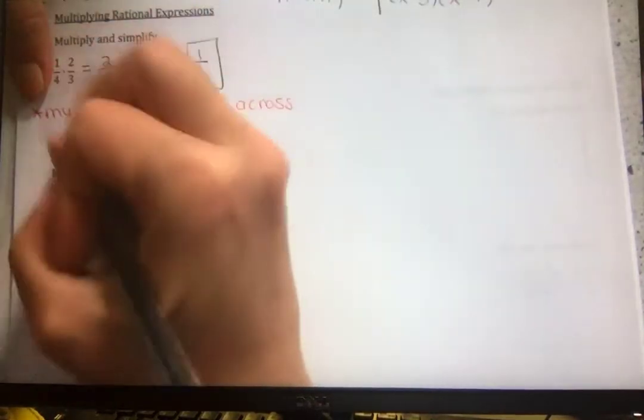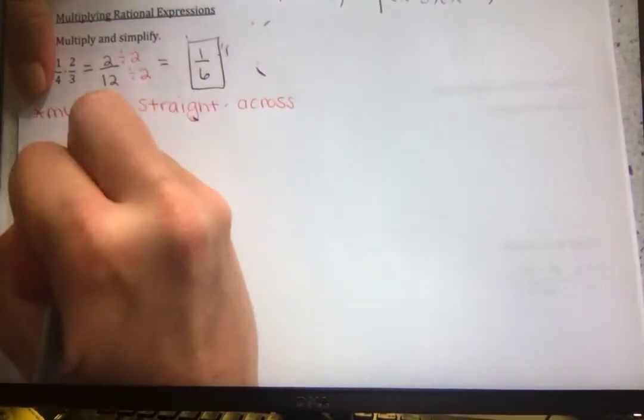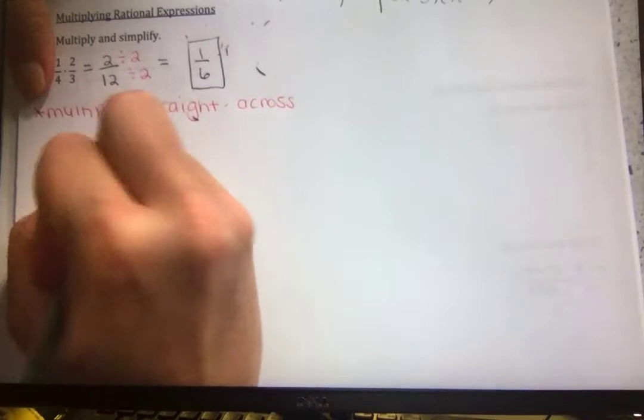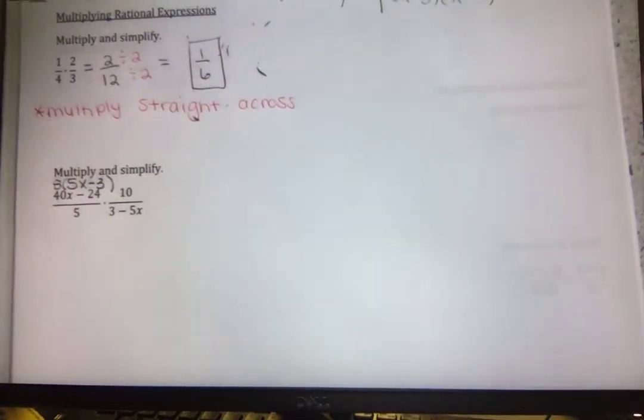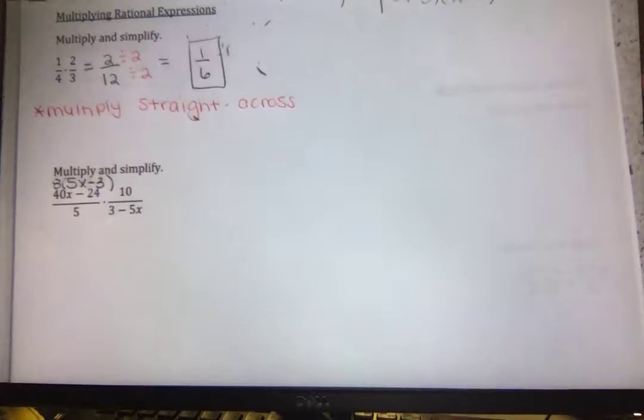Oops. I forgot my 5. Factoring out the 8, we're left over with 5x minus 3. 10 is just 10. 5 is just 5. 3 minus 5x. Nothing. No GCF. Can we go ahead and factor out the -1 if we wanted to?